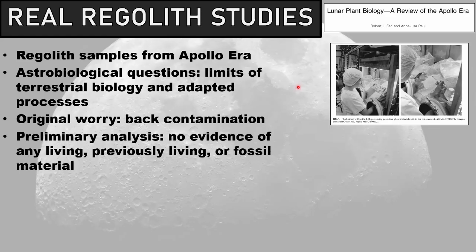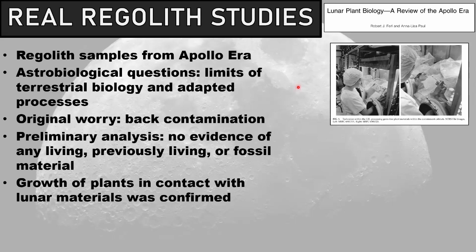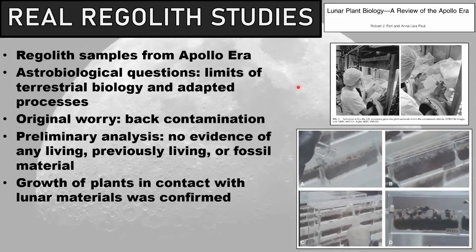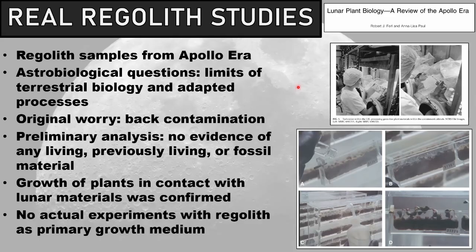And so they ran preliminary analysis and confirmed what's pretty obvious now, but wasn't back then: there's no evidence of any previously living or fossil material in lunar regolith. And then they did some growth studies where they grew plants not in regolith, but in some substrate, some soil or something like that. But then they dusted real regolith on it. And they didn't find any adverse effects. So the growth of plants in contact with lunar materials, not in lunar materials, but in contact, was confirmed. But no actual experiments with regolith were done as the primary growth medium.